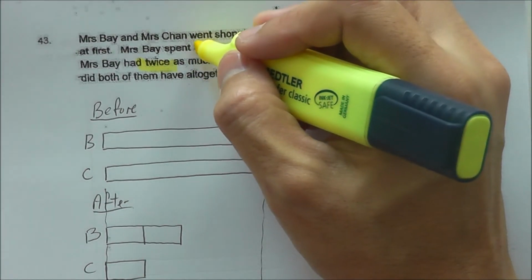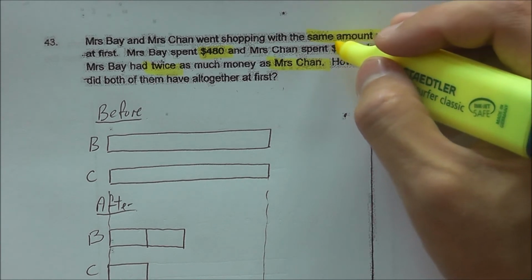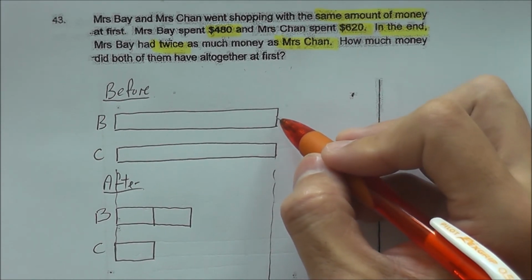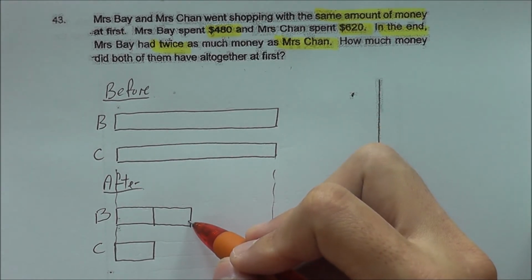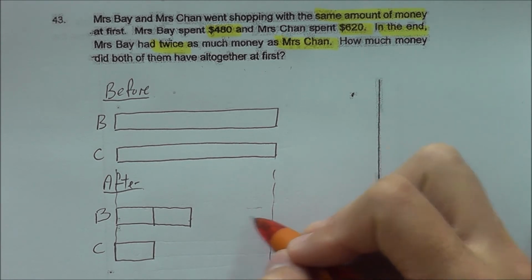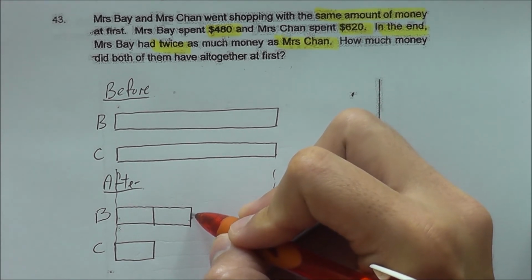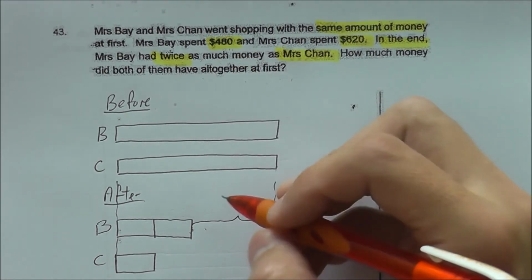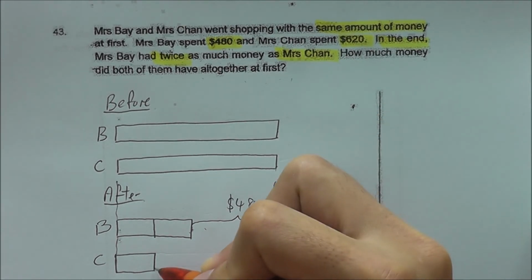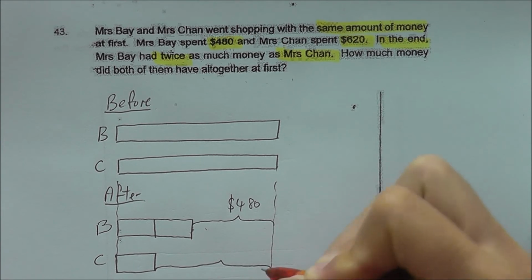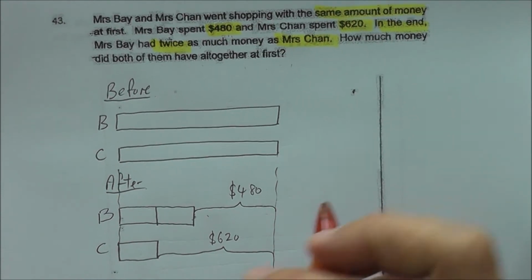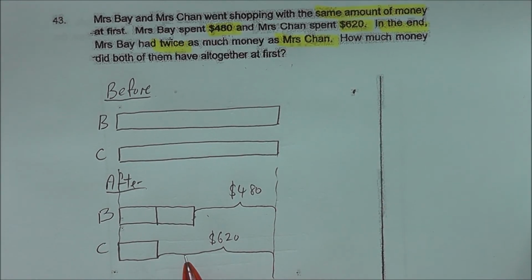Mrs. Bay spent $480, right? And Mrs. Chan spent $620. So if you look at the difference from here, this is before for Mrs. Bay and this is after for Mrs. Bay. So there is a decrease. So what is this decrease? It is actually the money that Mrs. Bay spent. That will be $480. And for this part, right, that will be the amount that Mrs. Chan has spent, $620.